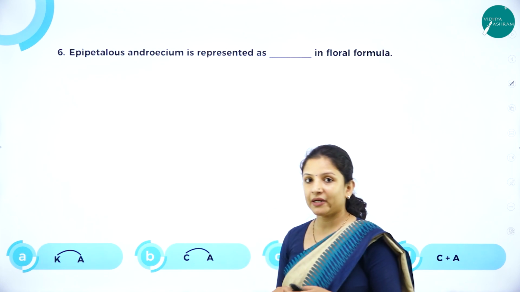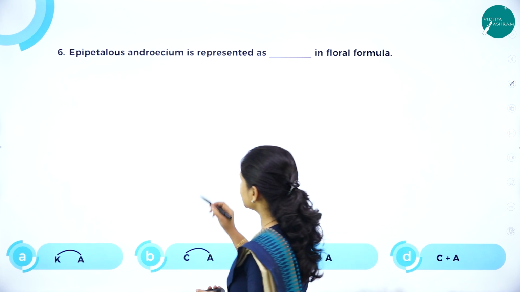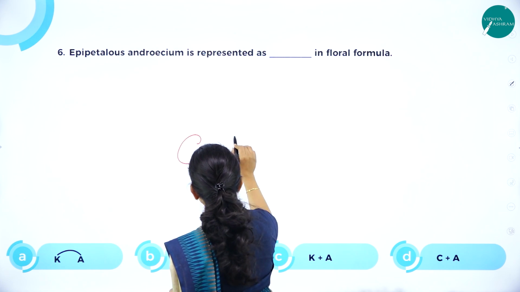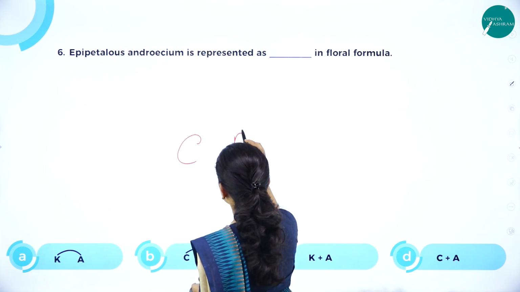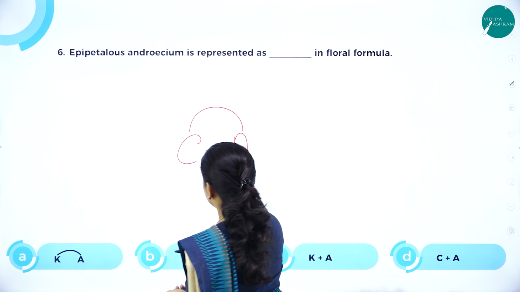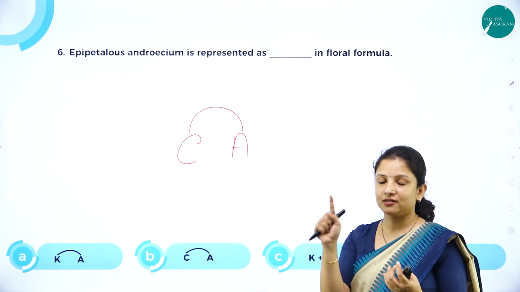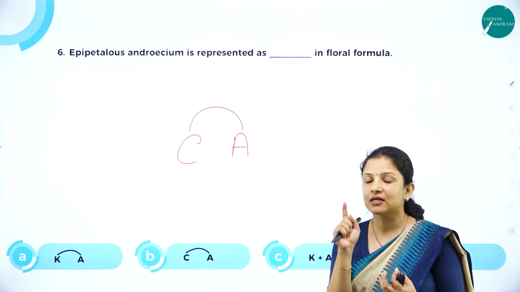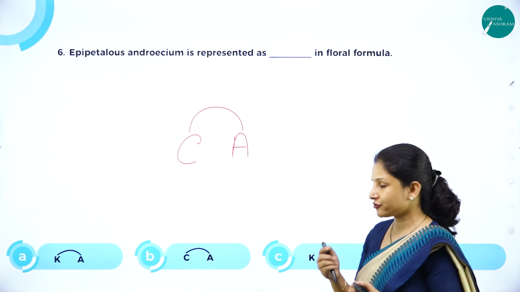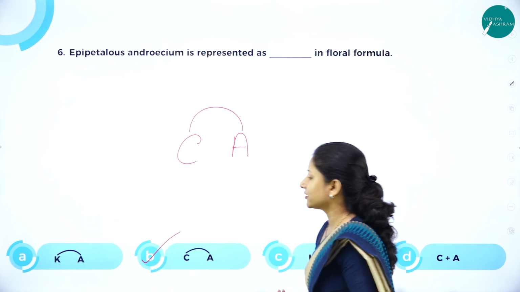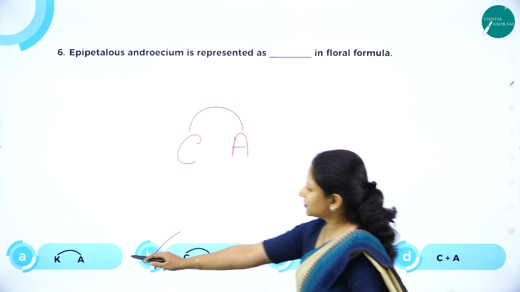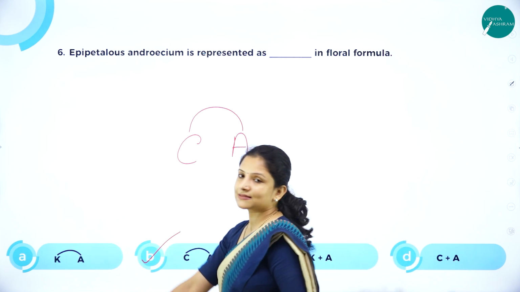Next, epipetalous androecium is represented as dash in the floral formula. What does epipetalous mean? The androecium, or stamens, are attached to the corolla like this. Petalous, the word petal itself is there, and petal means corolla. So, it is attached to the corolla. So, option B is the right answer here. If this was the option, no, this is not the answer because this K stands for calyx.